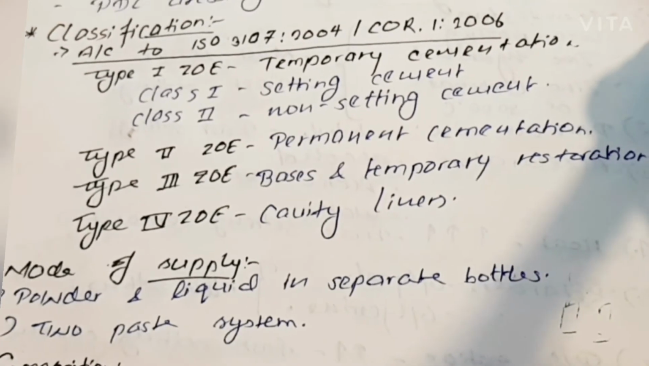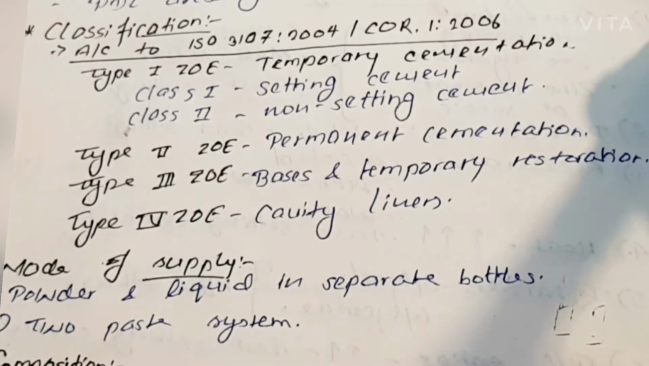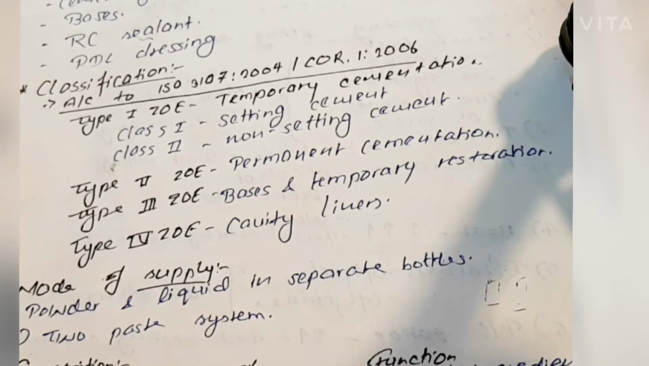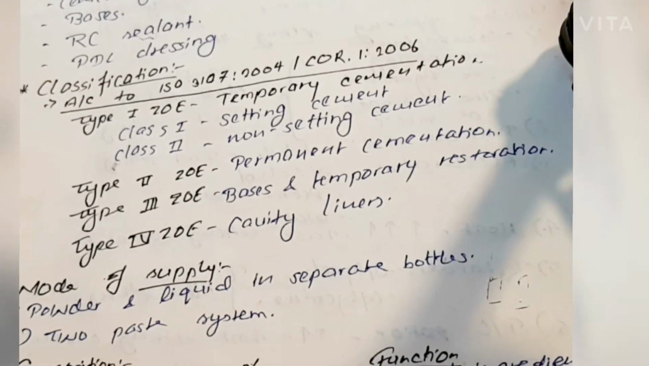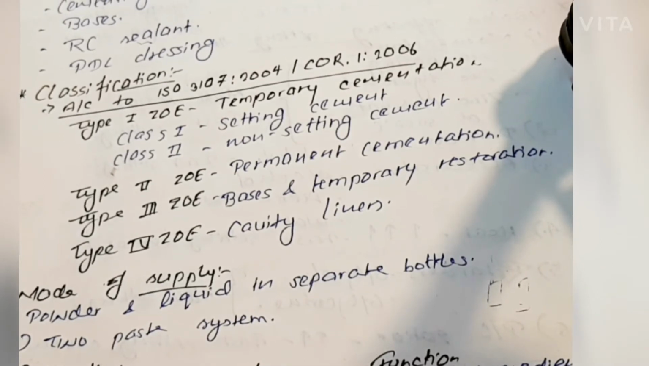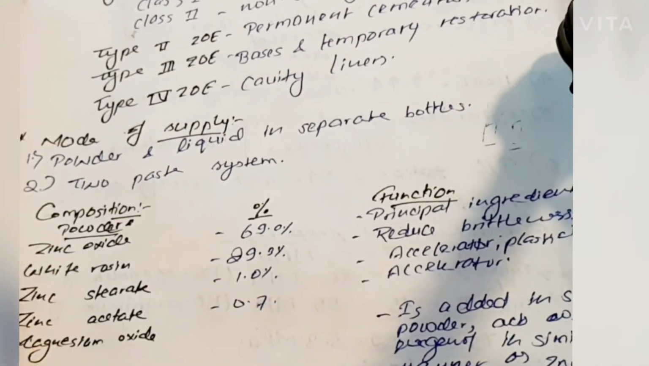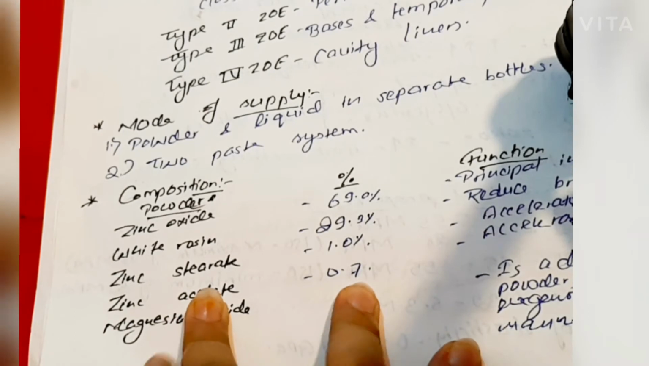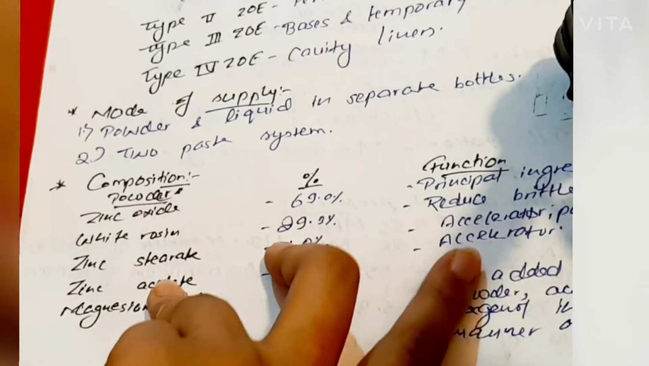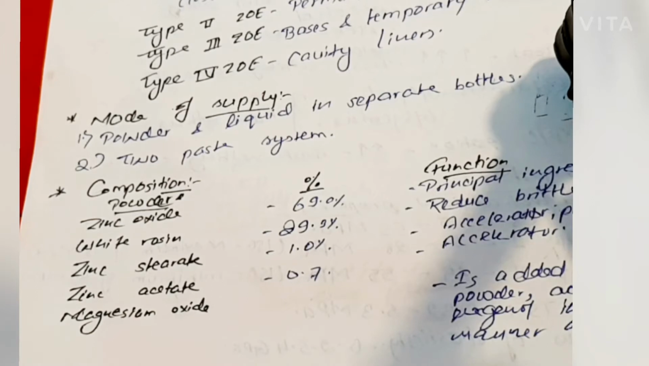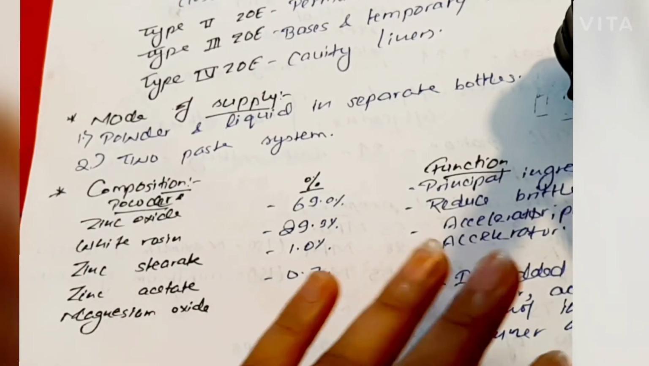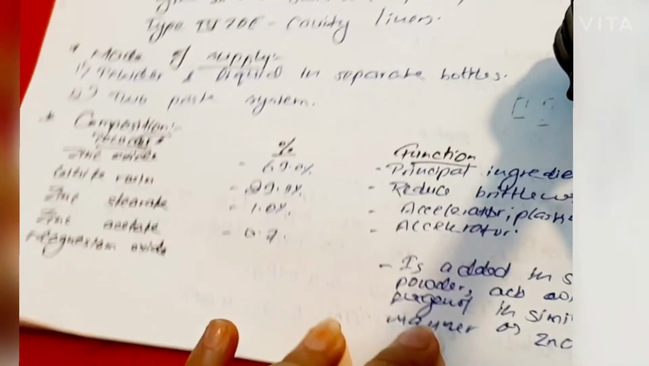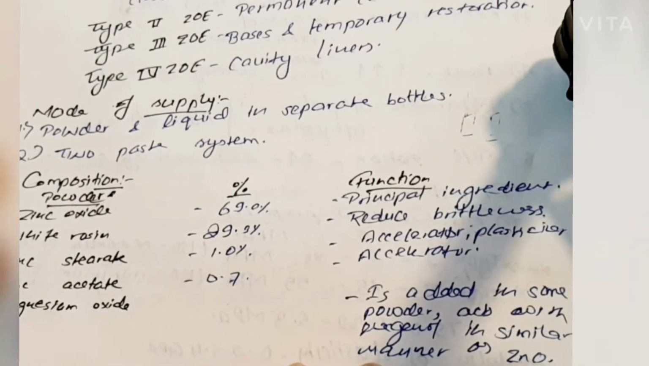Now the composition, first of all the powder. Zinc oxide is used in the amount of 69%, and it is the principal ingredient. Then white rosin 29.3%, it reduces brittleness. Zinc stearate is used in the amount of 0.7%, and it is used as an accelerator. Magnesium oxide is added in some eugenol cements in a similar manner as zinc oxide.